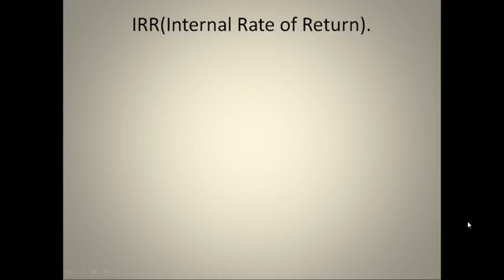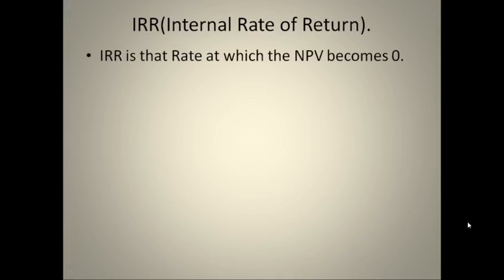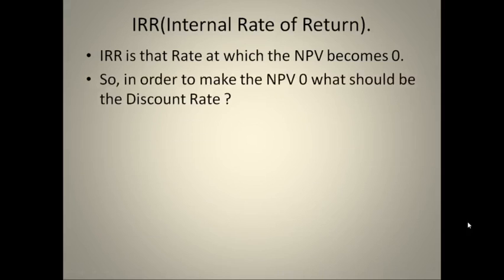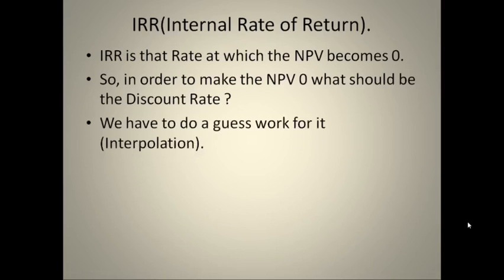So what is IRR now? IRR is nothing but that rate at which the net present value becomes zero. By that, what I mean is that you have to find a discount rate. I repeat, you have to find a discount rate which will make your NPV equal to zero. And how do we do that? We simply have to do that with the interpolation method, which is also called the trial and error method or hit and trial method.